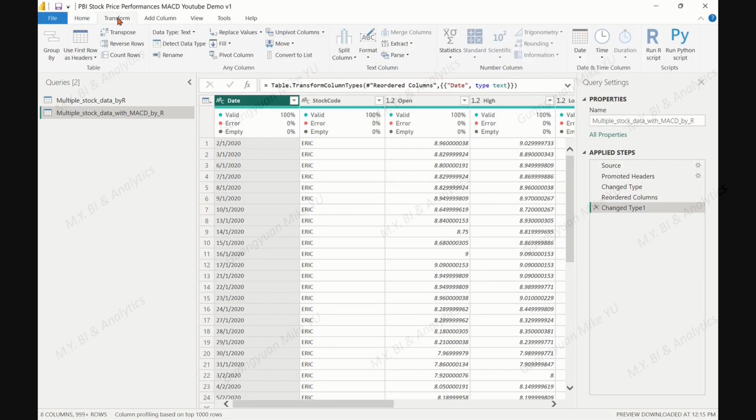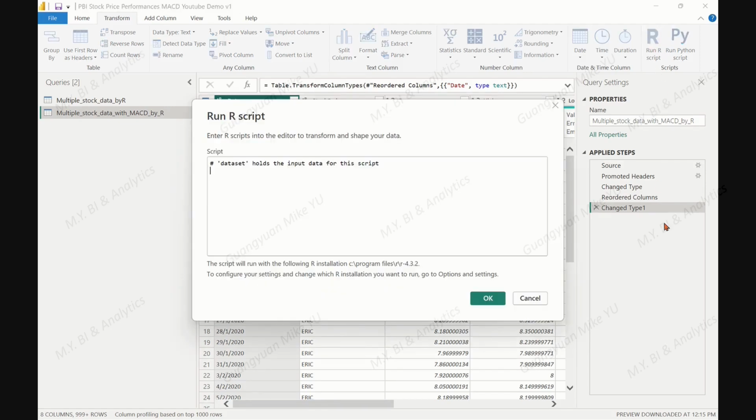On the top ribbon, select Transform. Then on the right top corner, choose Run R script.